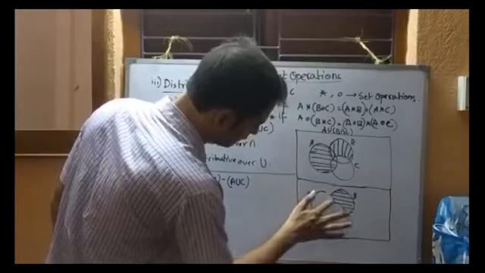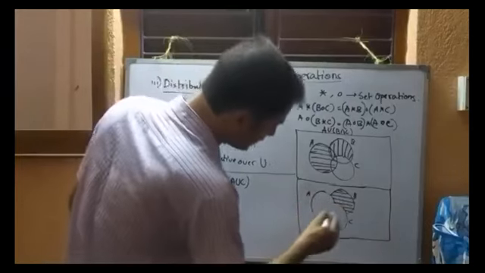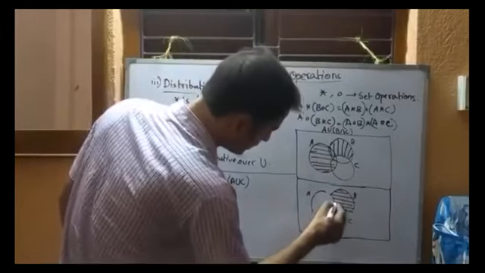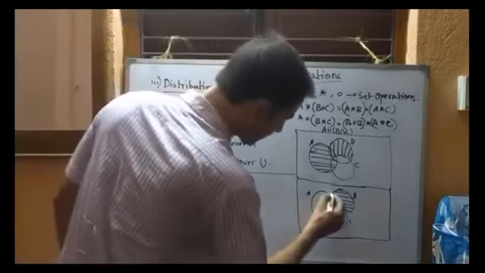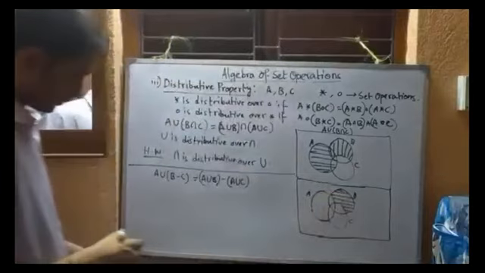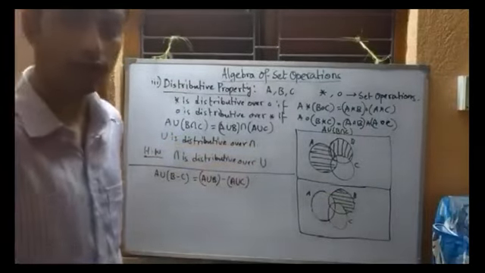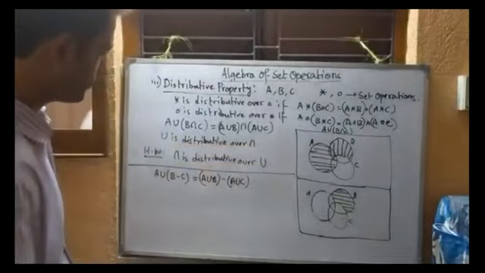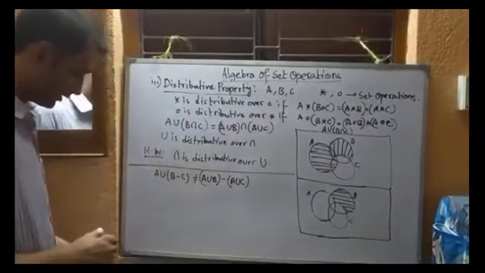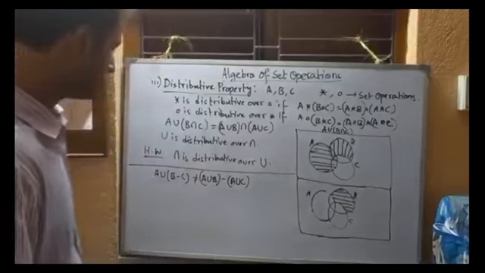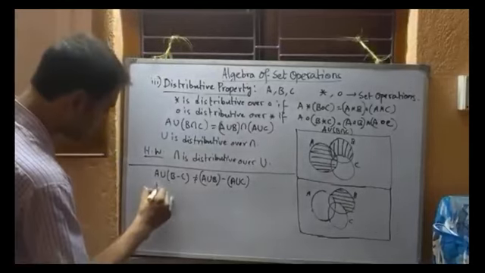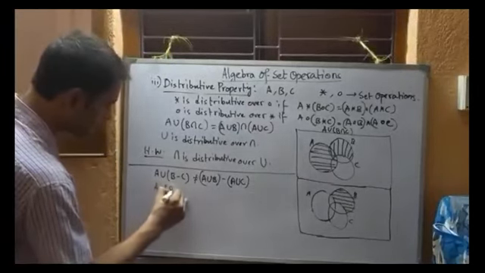Remove all the part for A union C, which will look like this. So see, they are not equal. So we can say union is not distributive over difference. So what is the case for difference and union?